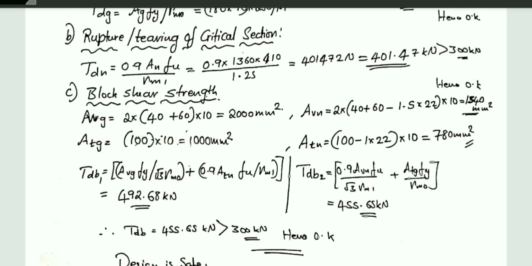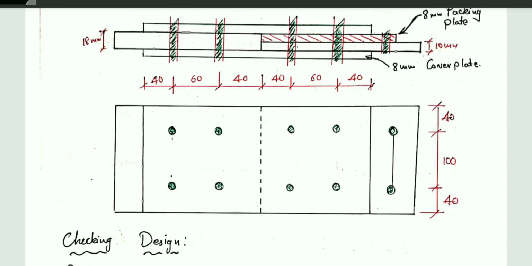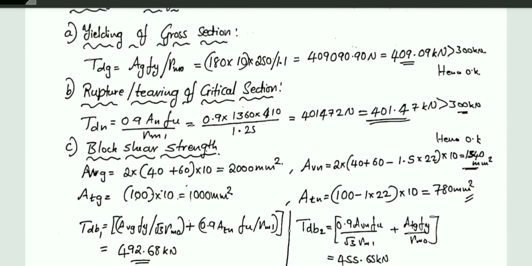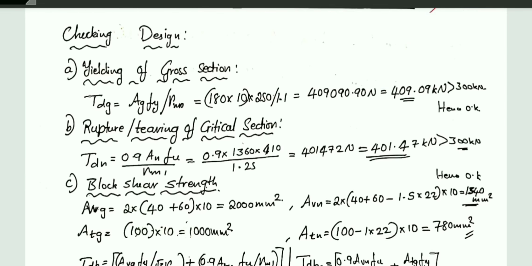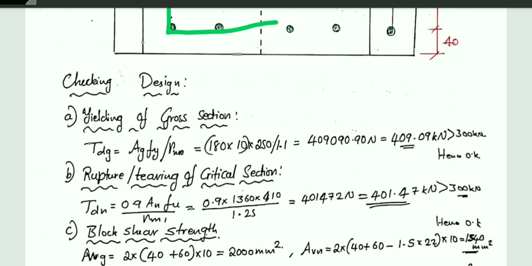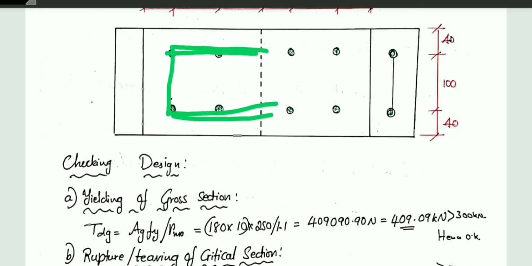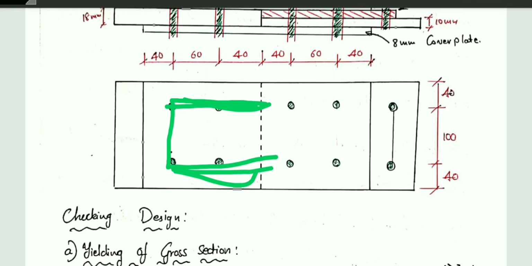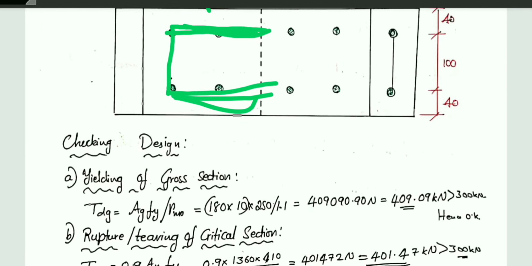The last one is block shear strength. If you take only this one, this will be the line here. For Avg, that is this one here, 40 plus 60 into two lines. Okay, 1 and 2 shear planes will be there. This is 40 and this is 60, into 2. That length is multiplied by the thickness of the plate.